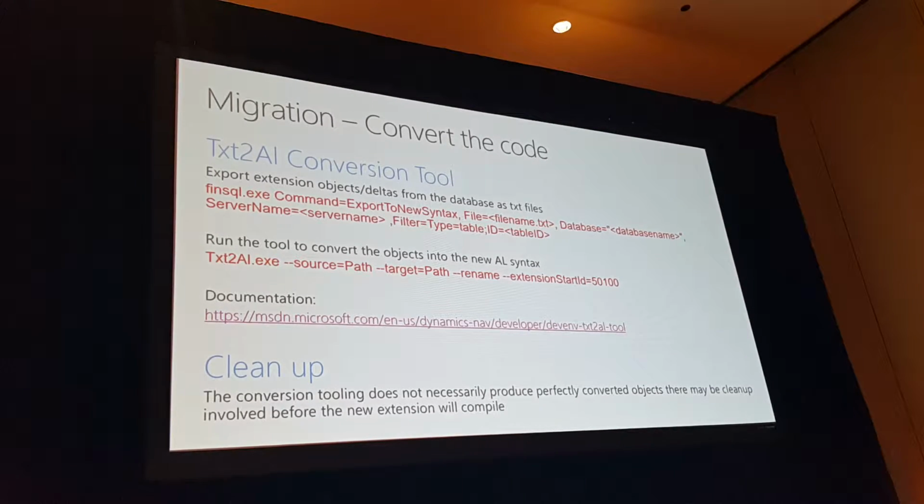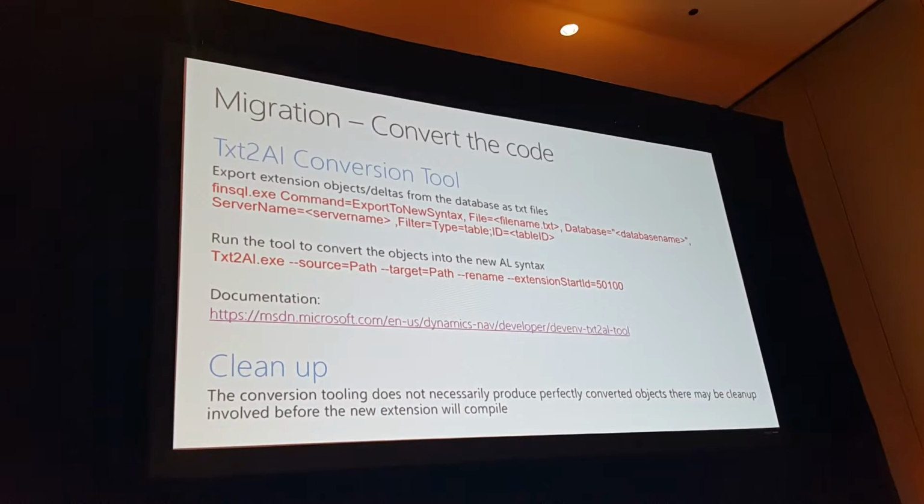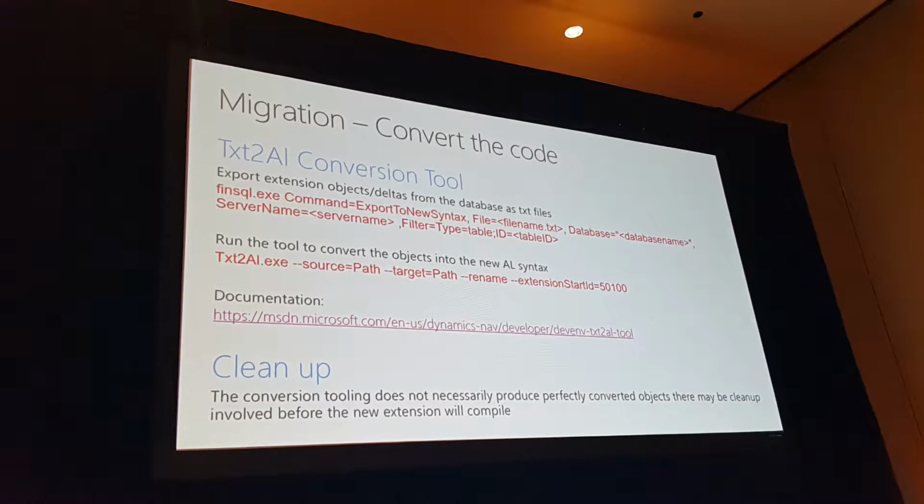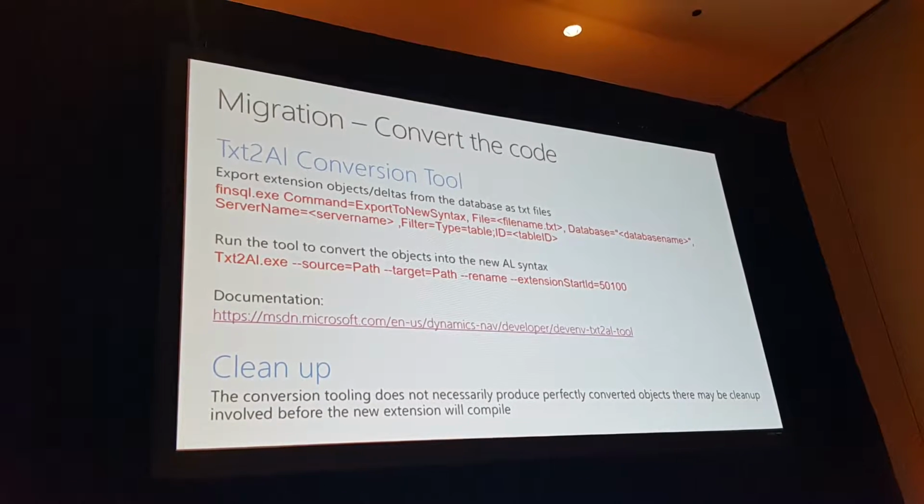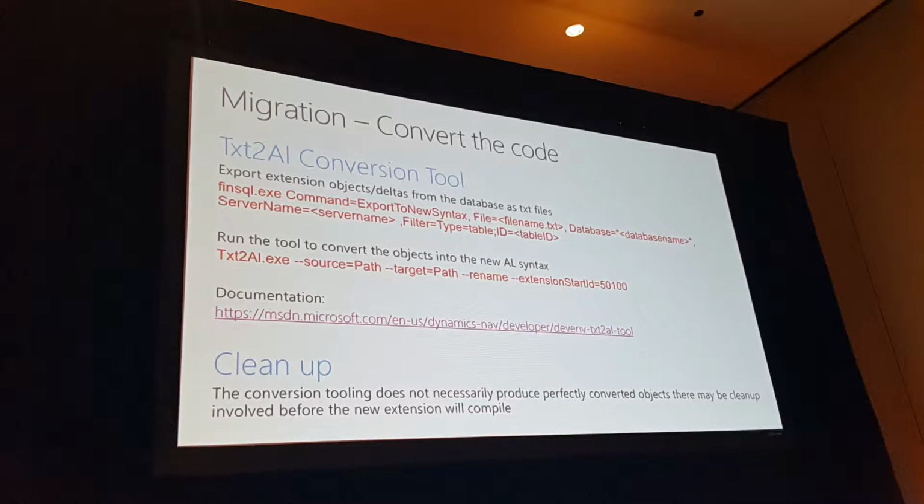So you do want to make sure that you export your code this way. Don't go into C-side and do an export, that'll be missing stuff. Don't do the normal export you can do from the command line. Make sure you're using the export new syntax command. And the second one is when you have those files exported and you've done your diff through the AMU tools, then you can go ahead and run the text to AL tool.